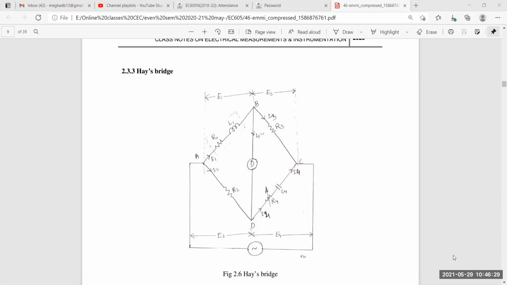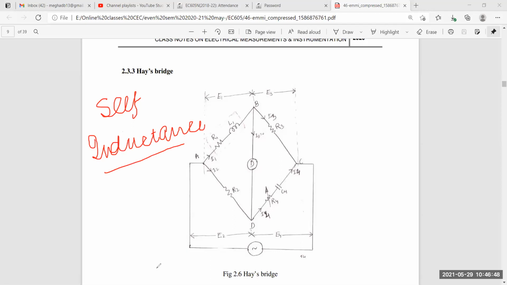Okay. Now come to the fact that is Hayes Bridge. First of all, why it is used, let me tell you clearly. Hayes Bridge is mainly used for determining self-inductance. So I'm writing self-inductance of the circuit. This bridge is, you can say, an advanced form of the Maxwell bridge, because in yesterday's lecture we discussed the Maxwell bridge.